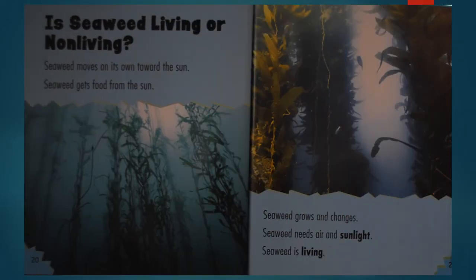Is seaweed living or non-living? Seaweed moves on its own towards the sun. Seaweed gets food from the sun. Seaweed grows and changes. Seaweed needs air and sunlight. Seaweed is living.